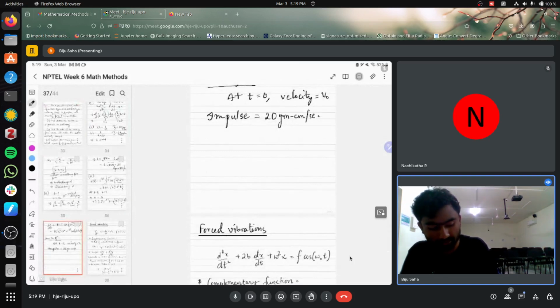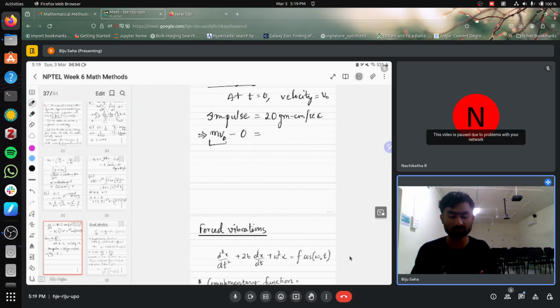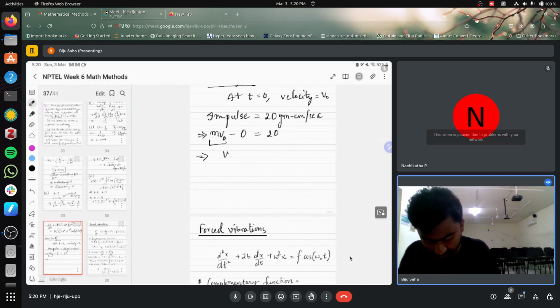And we know impulse is nothing but change in the momentum. So before the impulse was given and after the impulse was given, the change in the momentum. This was the final. After the impulse was given, it achieved a velocity v0. But before the impulse was given, it had no momentum, so it was completely at rest. That is why it is 0. So this is equal to 20. So this gives me that v0 is equal to 20 by m, that is 2 centimeter per second.